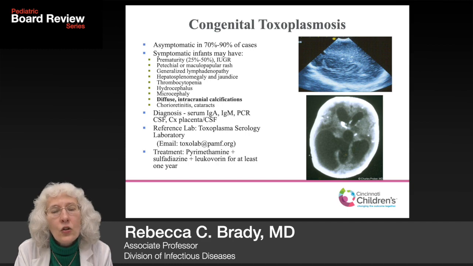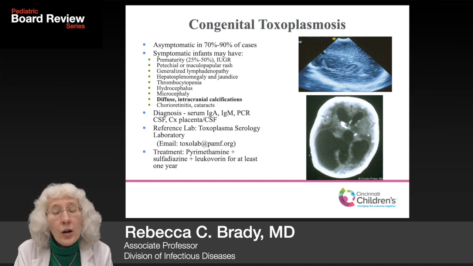In toxoplasmosis on your head ultrasound, you'll have more diffuse intracranial calcifications. So that can be a distinguishing feature on a board exam if you're trying to distinguish between toxoplasmosis and CMV. Also cataracts, chorioretinitis. With this, it's very hard often to diagnose, so we usually use the Toxoplasma Serology reference laboratory in Palo Alto, California. They can, in addition to just doing the routine IgG and IgM, also do a serum IgA. They can do PCRs on the spinal fluid. They can also culture the placenta and the CSF.